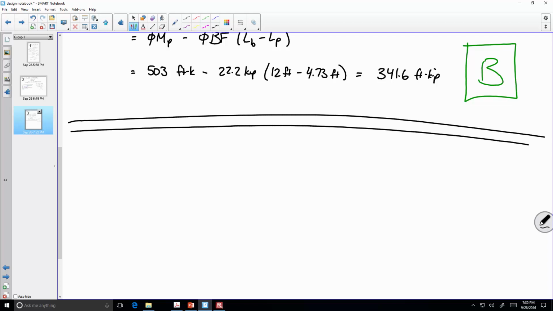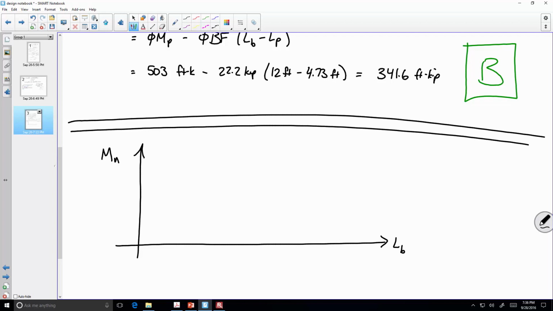Okay? Do you remember, as I said earlier, if you've got a flexural element, a beam, the longer it gets, the weaker it gets. Okay? The longer it gets, the weaker it gets. For a given beam, if you plot what that looks like, it looks something like this. So here's the moment capacity. Here's the unbraced length. So the longer the unbraced length gets, this is what's going on.